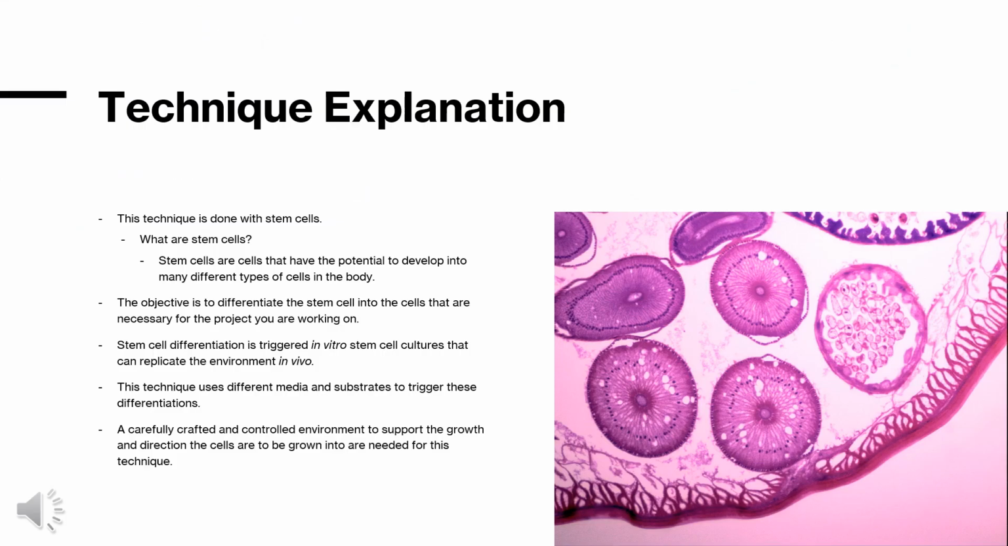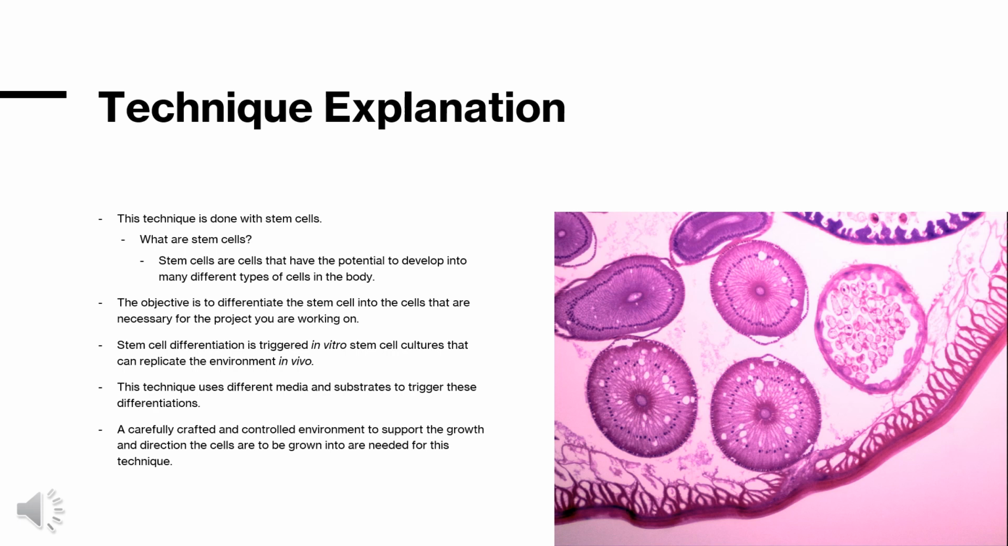First, going over the technique explanation. To begin, this technique is done with stem cells. What are stem cells? Stem cells are cells that have the potential to develop into many different types of cells in the body. The objective of stem cell culturing is to differentiate the stem cells into the cells that are necessary for the project you are working on.